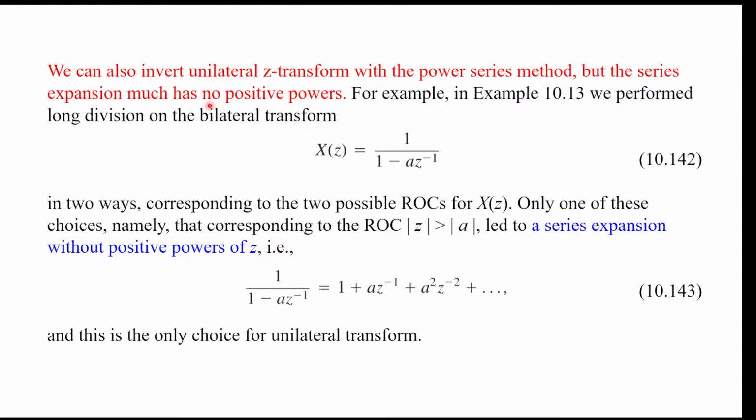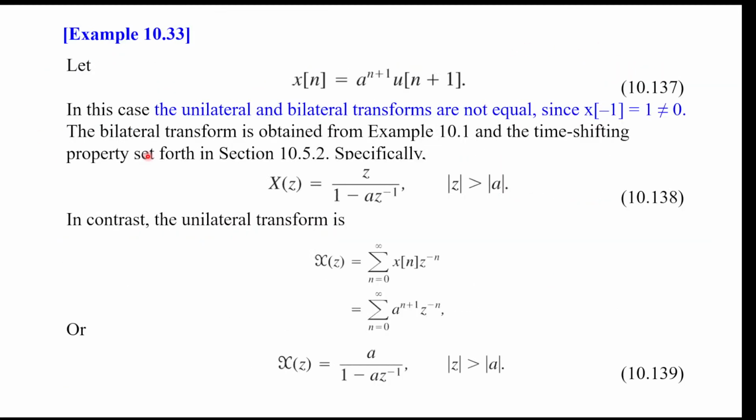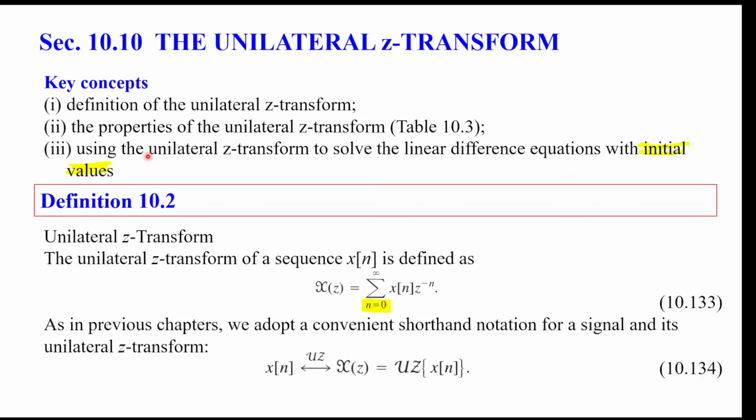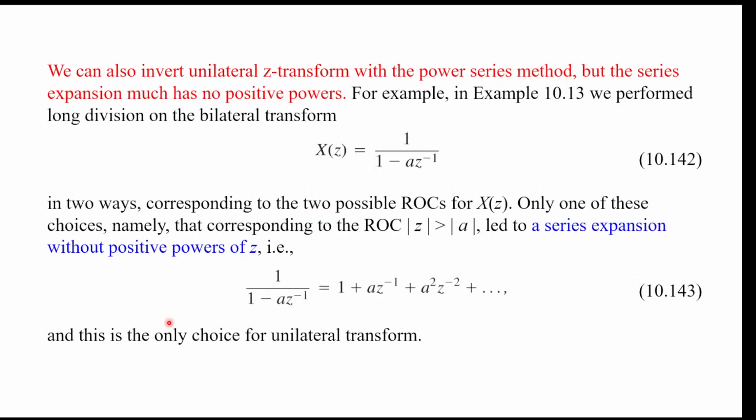And now for the unilateral Z transform, we can do a similar inverse by using the power series method. But once again, we know our n only starts from 0. So in this power series, n starts from 0, so this z to the -n must have 0 or negative power, or it has no positive power. So if you want to do the inverse unilateral Z transform, then your power series must have no positive powers. This is something important to remember.